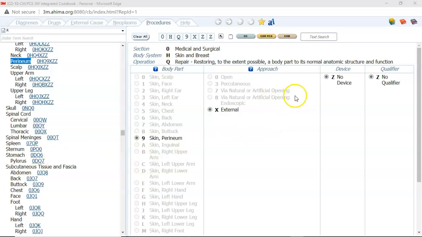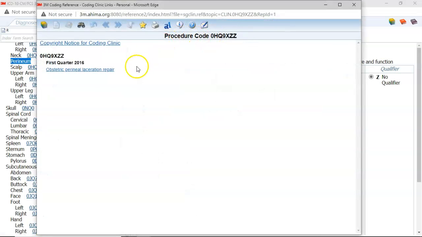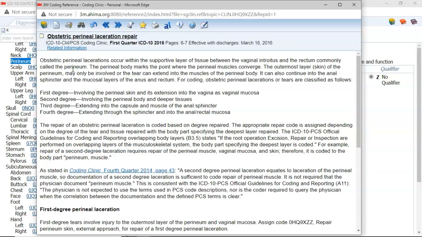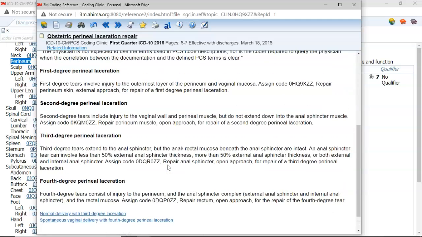And I want you to notice that while we're here in the table, there is a CC up at the top for Coding Clinic. When you're coding and you see these in the table, you should take some time to review them so that you can be familiar with what they're covering. And this takes us to a Coding Clinic guidance on coding obstetrical perineal laceration repairs. And you need to review this. If I were you, I would print this out. But this talks about how we code the different degrees of lacerations and the codes for those lacerations. So it describes for you what each of these degrees are.